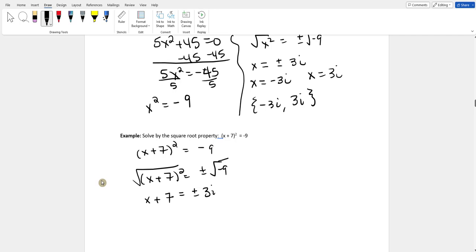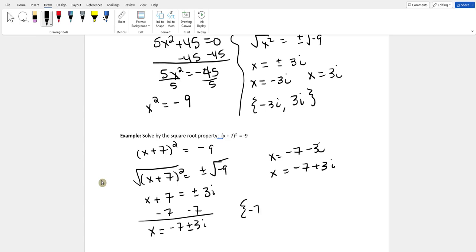Now we want to get x by itself, so I'm going to subtract 7 from both sides. So I'm going to get two answers because I'm going to split this up. So you get negative 7 plus or minus 3i. So x is equal to negative 7 minus 3i, and x is equal to negative 7 plus 3i. Be careful how you write it in MyMathLab. This is what the answer would be.